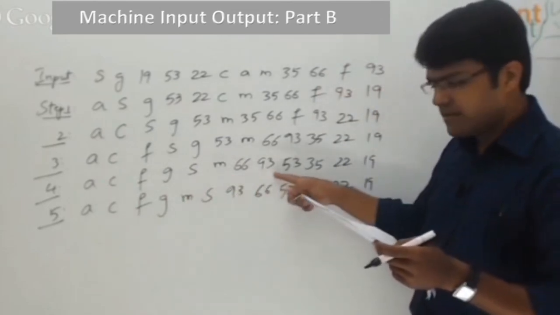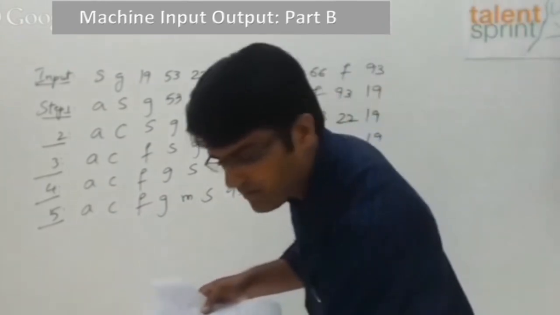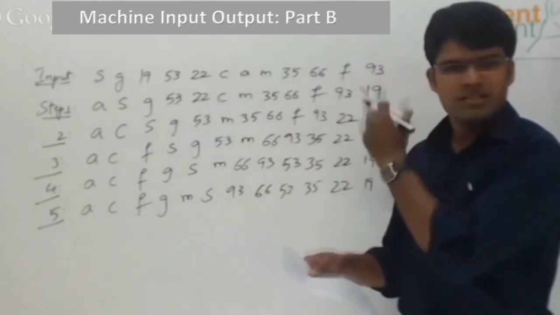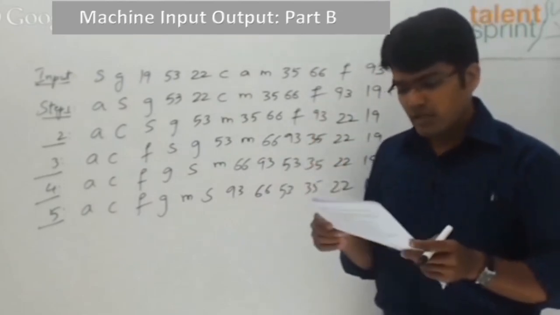66, 93, 53, 35, 22, 19. So step 4. So your answer for question number 13 will be step 4. Simple. Just map and you'll get the answer. But map up to the last element.